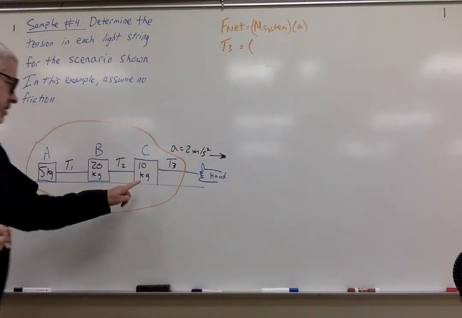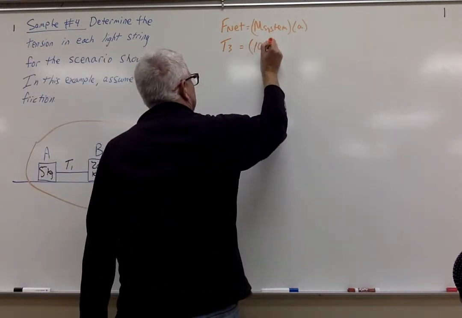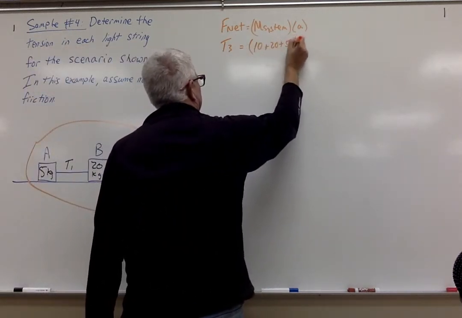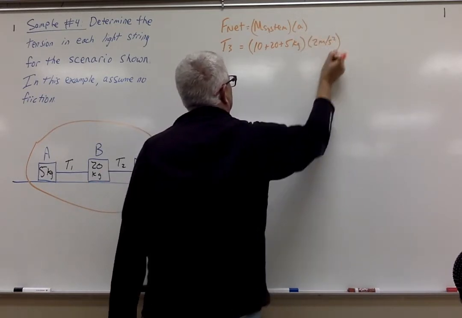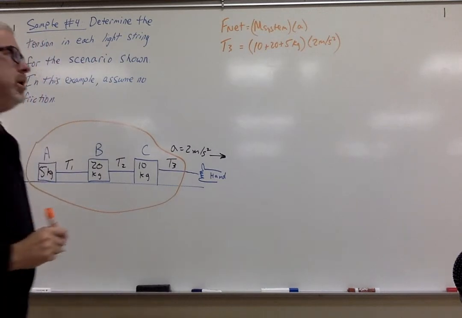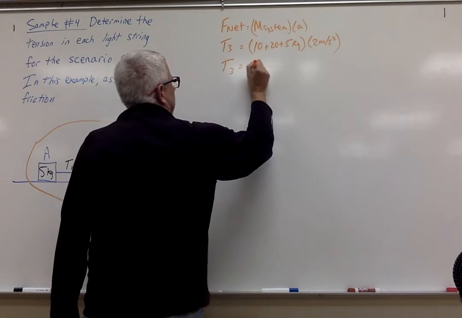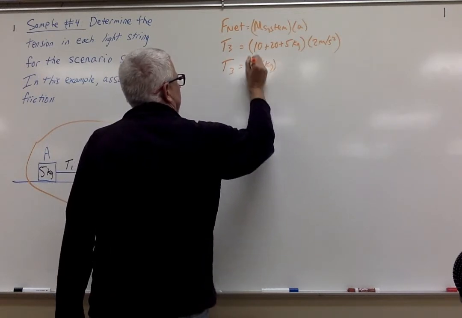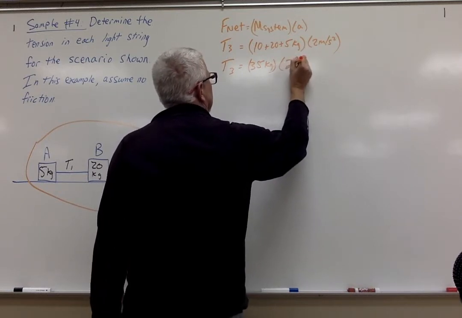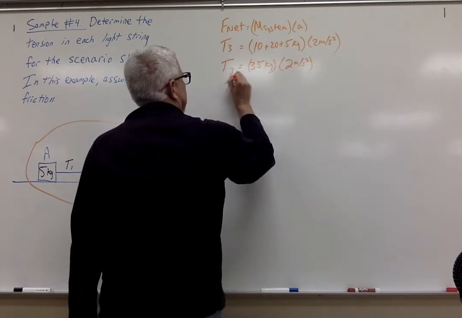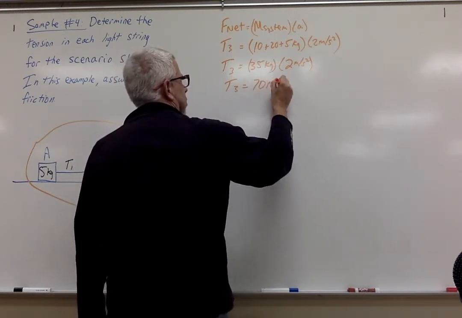and the mass of this system is going to be 10 plus 20 plus 5 kilograms. And the acceleration is 2 meters per second squared. So I've got 10 plus 20 plus 5 kilograms, that's 35 kilograms, multiplied by 2 meters per second squared, or 2 newtons per kilogram. And that tells me that T3 is going to be equal to 70 newtons.